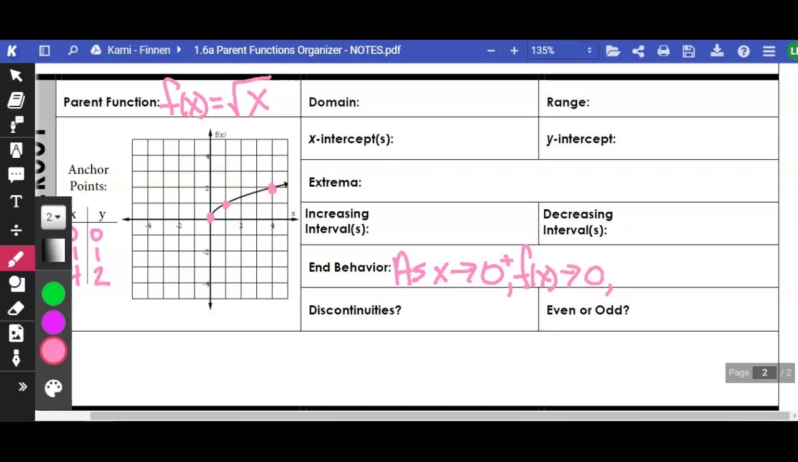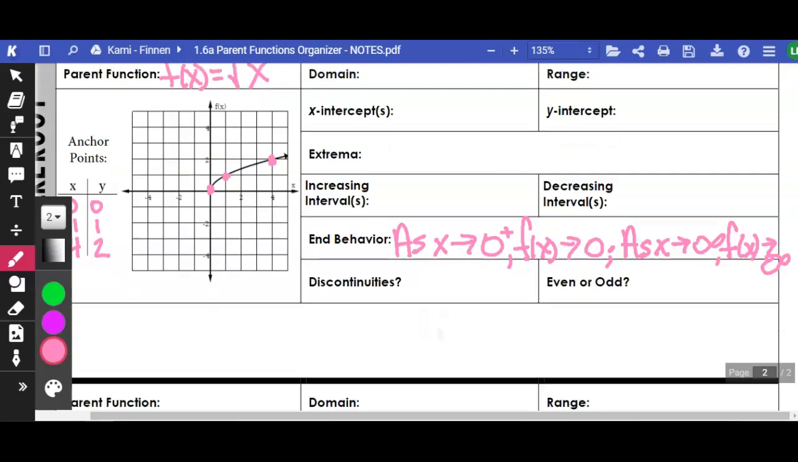And then, oops, I think I forgot to do a semicolon on the other one. It's fine now. Then as x approaches infinity, f of x approaches infinity. I didn't make those lines long enough either.